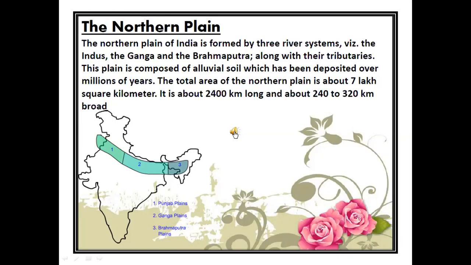It spreads over an area of 7 lakh square kilometers, the plain being about 2,400 kilometers long and 240 to 320 kilometers broad. It is a densely populated physiographic division with a rich soil cover combined with adequate water supply and favorable climate. It is agriculturally a very productive part of India.